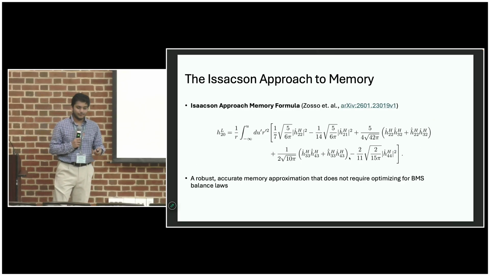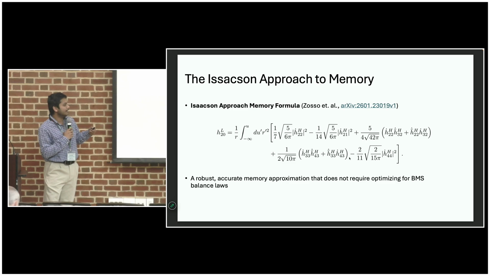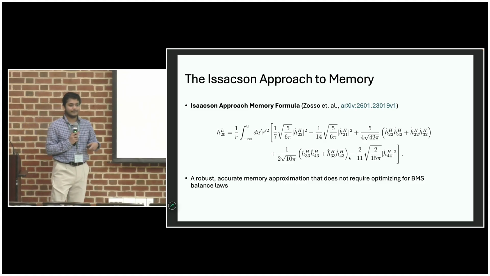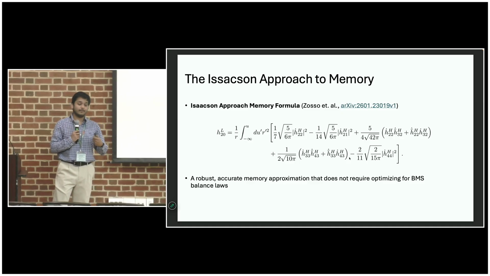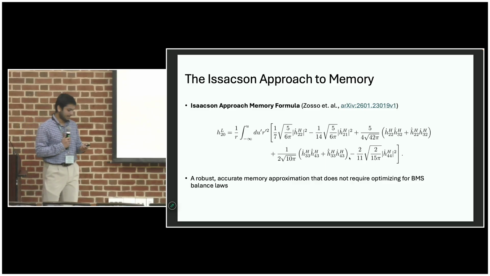One way to incorporate Bob to model memory is to use this formula. This is a memory formula that was derived by Jann Zosso and collaborators in February of this year, that gives a nice closed form equation for modeling memory. You can plug in different modes of emission to get a memory waveform. What's nice about this is that you don't need to use BMS balance laws, which is traditionally used for memory, and you don't have to try to optimize for those kinds of laws.